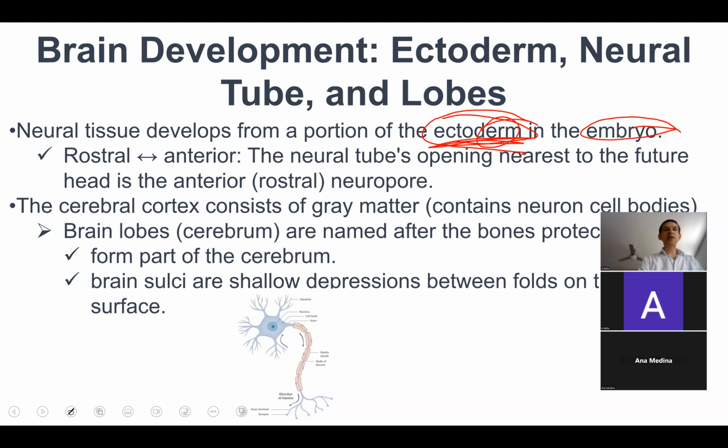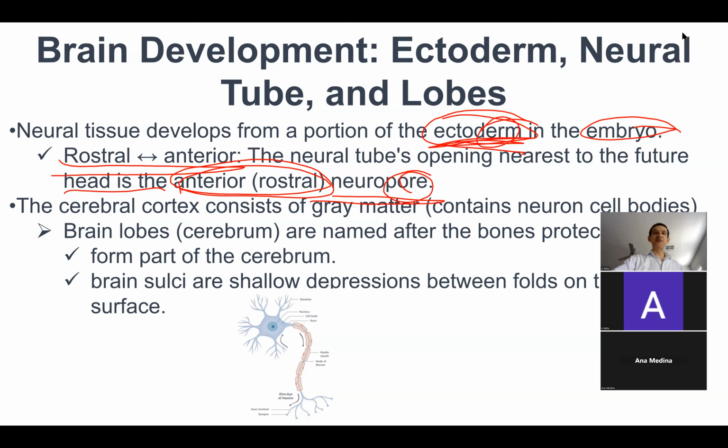Let's look at the details. Once again, rostral means anterior, nostril. Rostral is closer to the nostril, and so the anterior or rostral hole of that tube is called the anterior or rostral neural pore. The neural tube's opening nearest to the future head is this pore. I'll show it to you on the coming slides in a few.